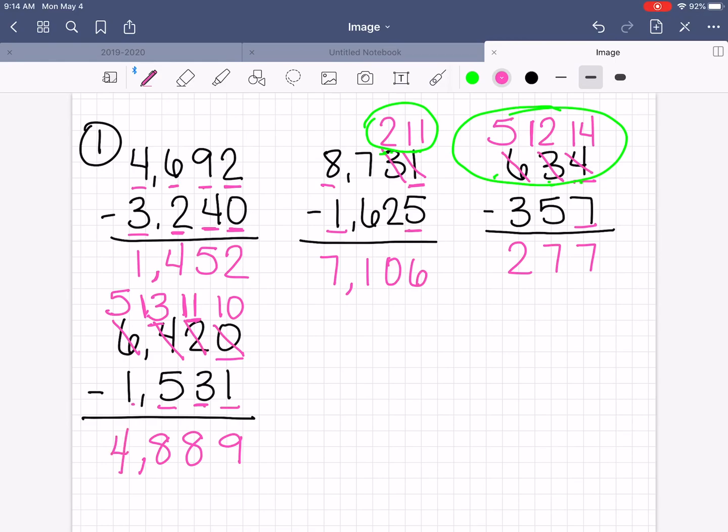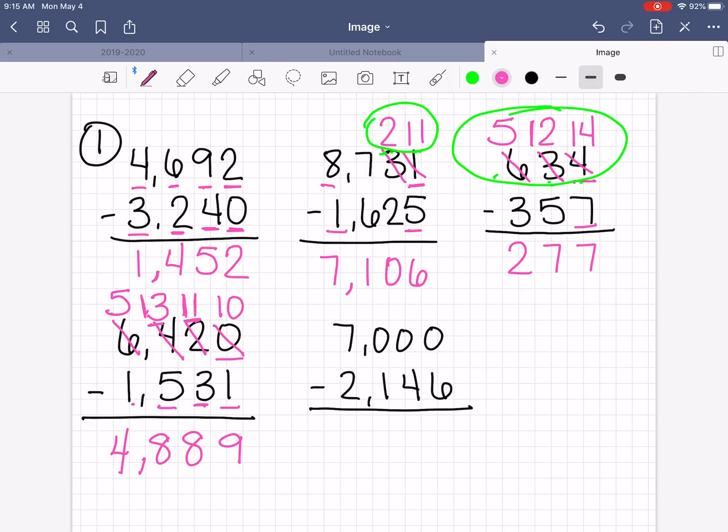Now, something you're going to have to be doing soon, and I'm getting a little bit ahead, but I know it's going to come up really soon, is sometimes we have to subtract across a bunch of zeros. So let's say I have the number 7,000 minus 2,146. All right, let's do this one here.